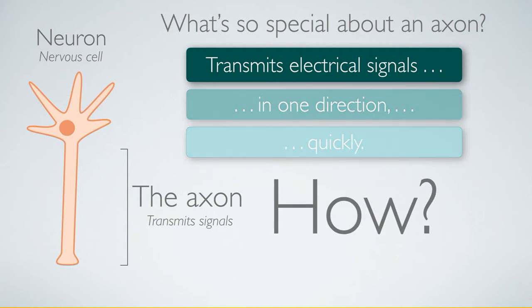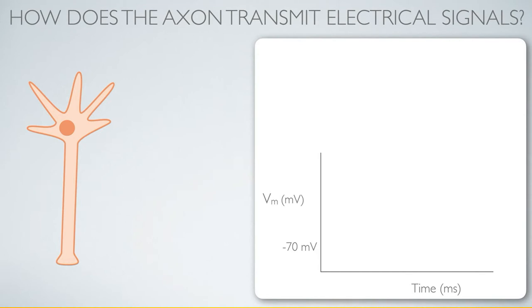Okay, so in this mini lecture, we're going to focus just on the first property, this ability to transmit electrical signals, and we're posing the question, how? How is it the axon transmits electrical signals? In the next lecture, we'll consider the other 2 properties, the unidirectional property and the speed at which it does that transmission. All right, so let's focus in on a single neuron, and we're going to pose this question: how does the axon transmit electrical signals?